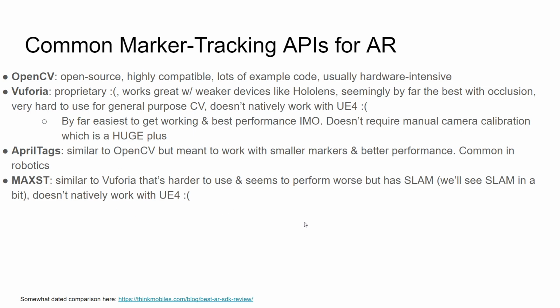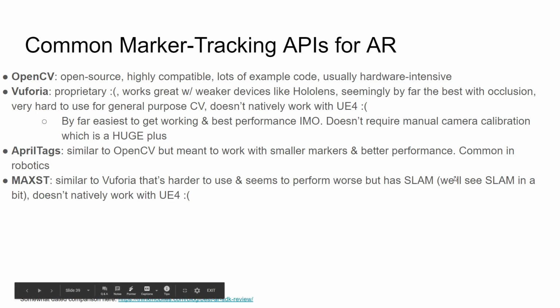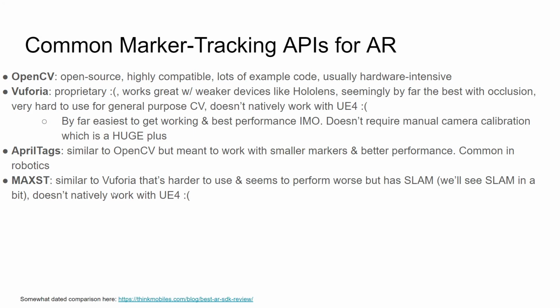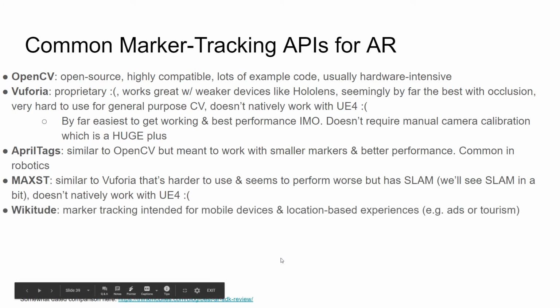There's this API that I've seen around a lot called Maxst, which is kind of like Vuforia. I believe it's also proprietary. I find that it's way harder to use than Vuforia, and it doesn't seem to perform nearly as well, especially with occlusion. But it has SLAM, which is basically an environmental pose tracker, and we'll see it next time. But this also doesn't work with Unreal.